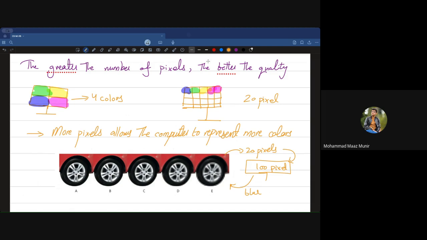But now let's say I have a 100 pixel monitor up here, and I bring one image which is also of 100 pixels. If I bring this 100 pixel image onto my screen, it's going to be very sharp, high quality. So this is also one other aspect of the paper.